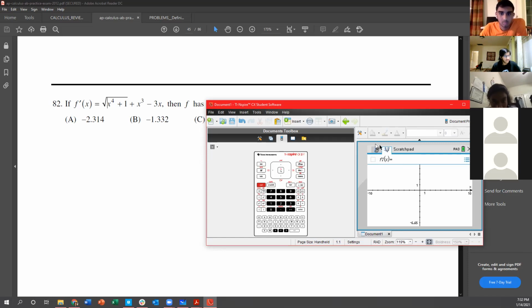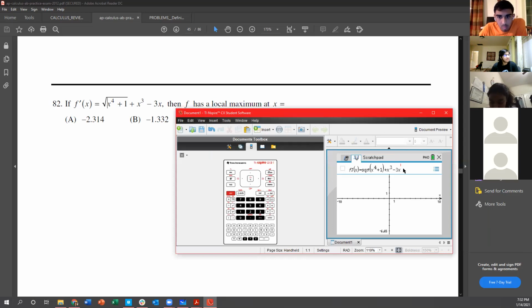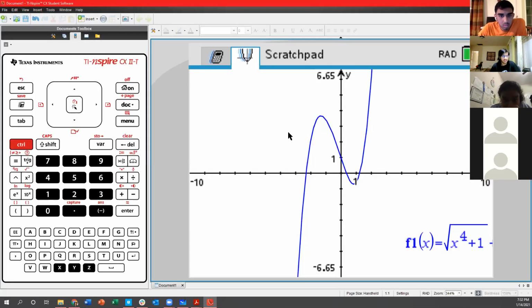So for example, this function is going to be the square root of x to the 4th plus 1 plus x cubed minus 3x, right? And if you graph this function, this is f prime of x, by the way. Whenever there's a 0 and we switch from positive derivative to negative derivative, that's when we have a local maximum. So the derivative I need to see switches from positive to negative. Where does the derivative switch from positive to negative?